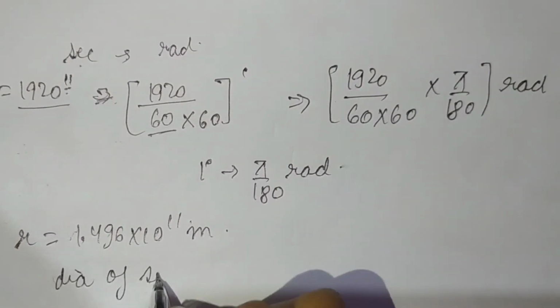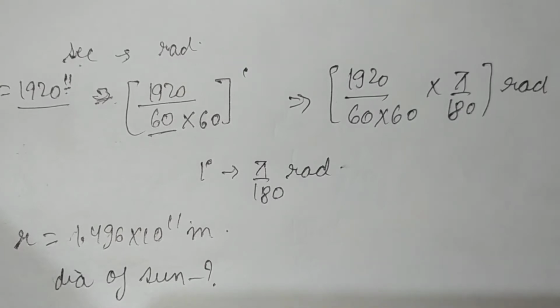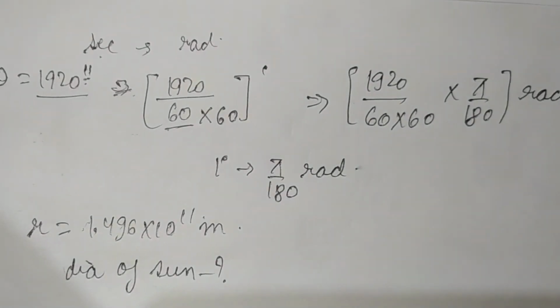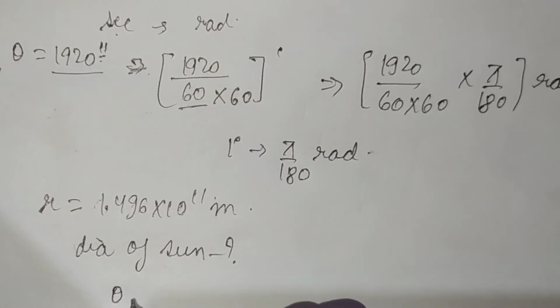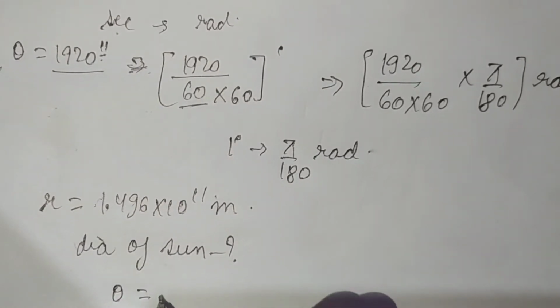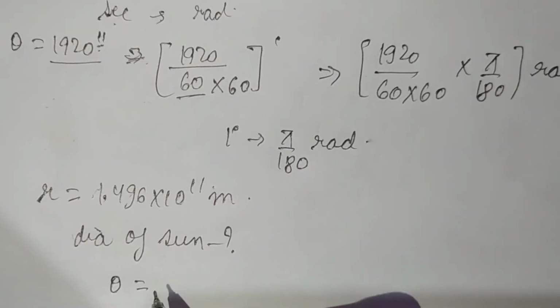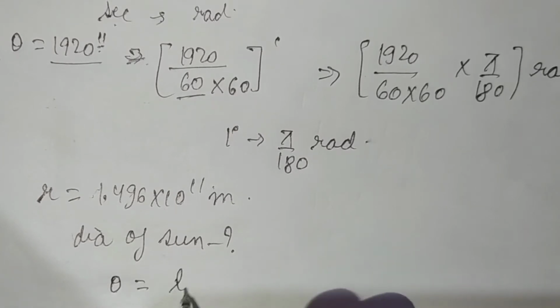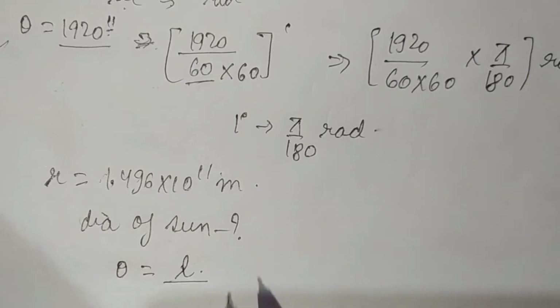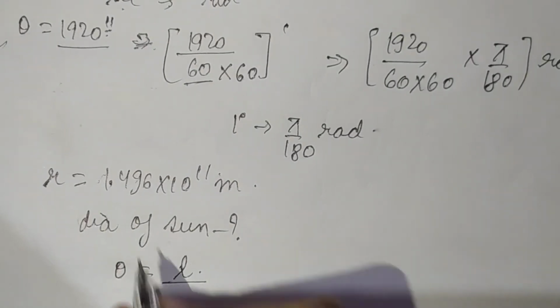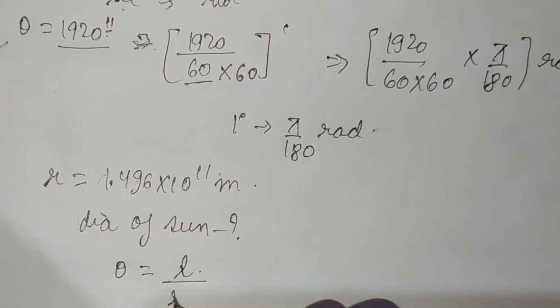Diameter of the sun we have to find. What we know is that the angular diameter angle is equal to arc upon length. Now, what are we taking as arc and what are we considering as length? Let us consider the arc is the diameter of the sun, let us call it L, and the length, arc upon radius, will be the distance that is given to us, that is r.